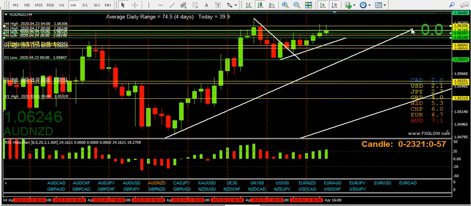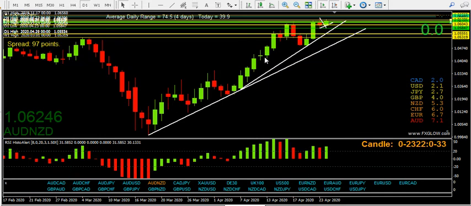Oops, I think I moved another line there. I was looking at something else. Anyway, not to worry. You get the gist. So anywhere down here is a likely area that price will falter or stutter or whatever you want to call it. So that's that. Tightened up.